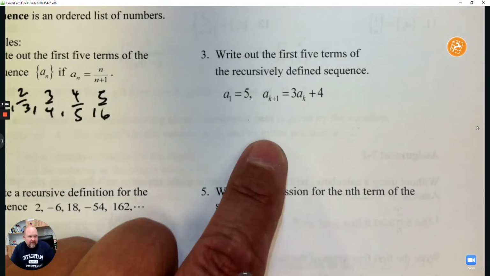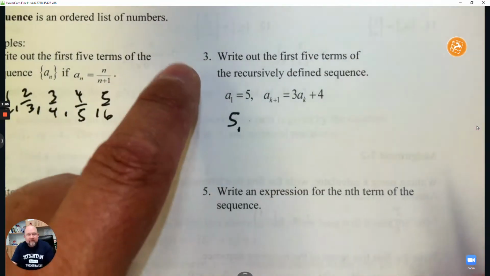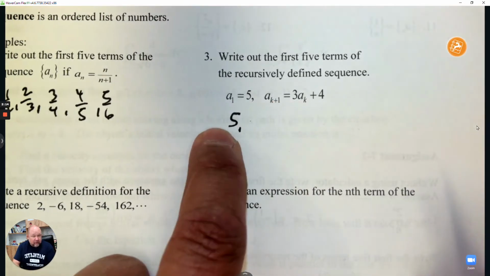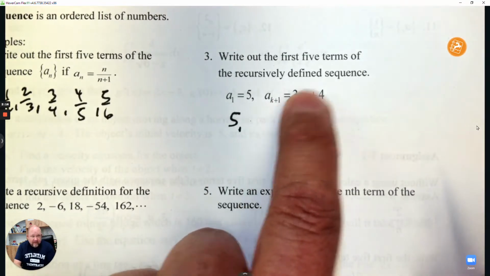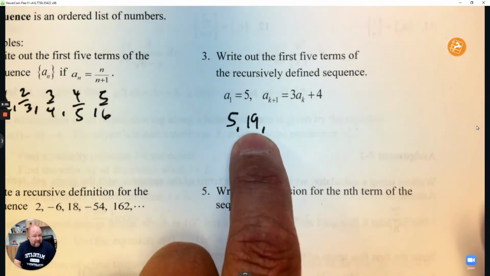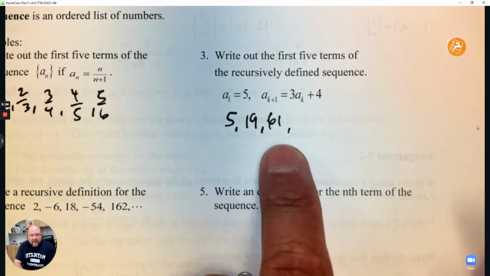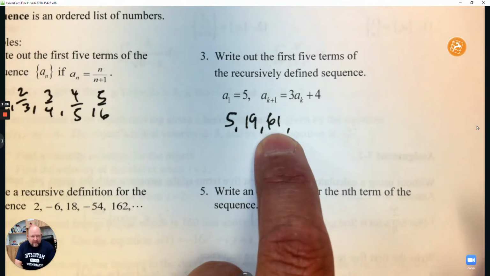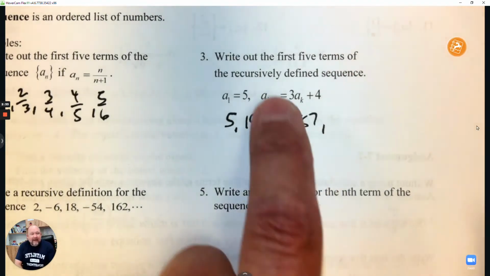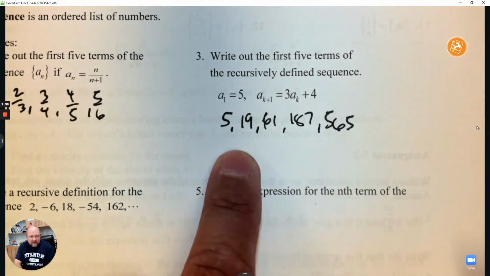Write out the first 5 terms of this recursively. They give you the first one, and then they say to find the next term, follow this formula: 3 times whatever the term was before. So 3 times 5 plus 4. Then do it again, but this time you use 19. So 3 times 19 plus 4, that's 61. Then 3 times 61, that's 183, plus 4 is 187. And then again, 3 times 187 plus 4, I have the answer key, it's 565. But you get the idea.